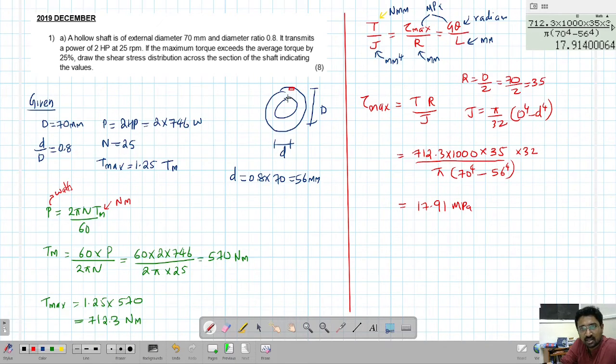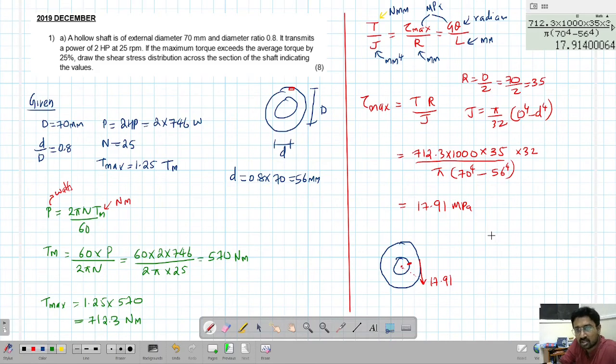Now, if you want to find shear at any other point inside this, so we can say the shear stress at the edge will be 17.91. Also, we know that there will be no shear stress at the center, and shear stress will increase from center to edge. Now, since there is no material in the hollow part, there will be no shear stress here also. Okay, now we want to find what is the shear stress at this location. For finding that shear stress, we can use the simple fact that this will be linearly varying.